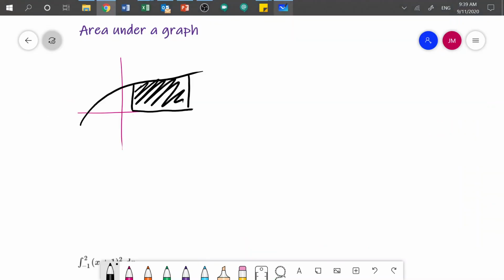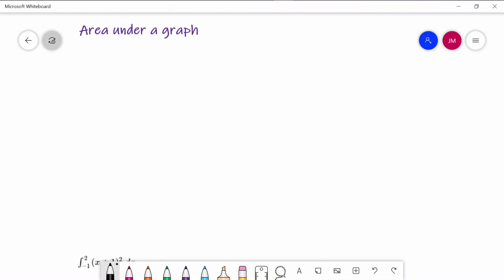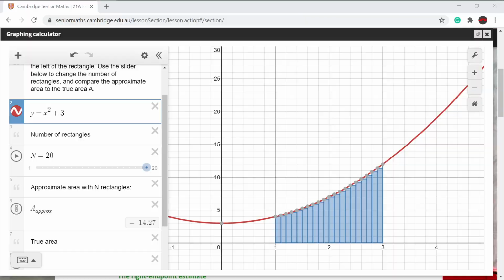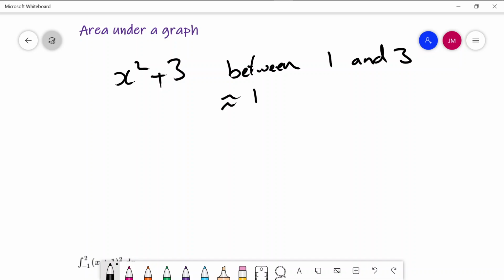Now let's go back to our workspace here, and let's write down what we know from that estimate. The function was x squared plus 3 between 1 and 3. We're saying the area is approximately 14.27 when we had 20 rectangles. How do we find that exact area? Now we're finding the exact area, whereas this was an estimate.